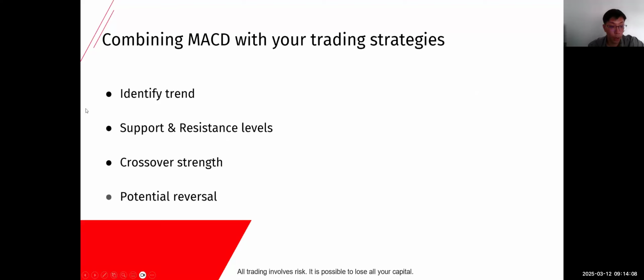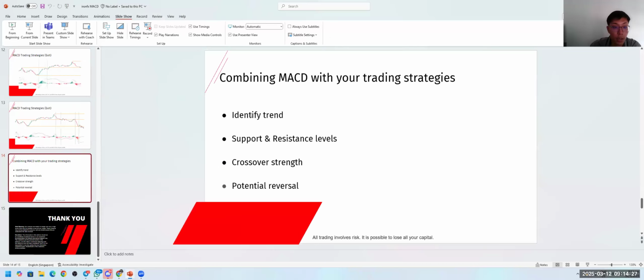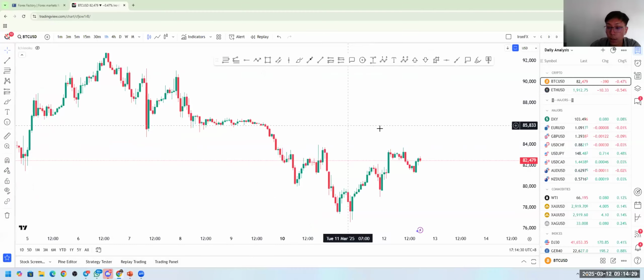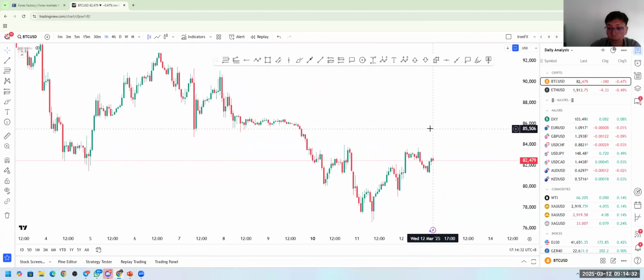Or for example, some of you might use supply and demand, right? These are your key levels that you have to mark out. All right. Then you identify the crossover strength, okay, as well as any potential reversals that might happen. Okay, so let me just jump to the chart itself and show you guys an example.